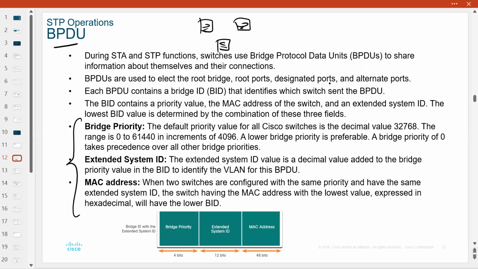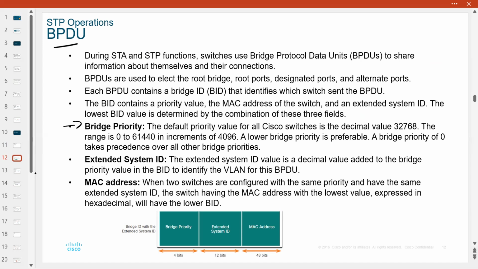The switches share information, and that information is basically the BPDU. As soon as the network comes up, at some point each switch becomes active and starts sending packets. These packets carry the information needed, such as its MAC address and its priority. And as we go forward, you will see priority is used to determine the root bridge. So the BPDU is basically a packet with information used in the election process. It determines the root bridge and which ports are which.